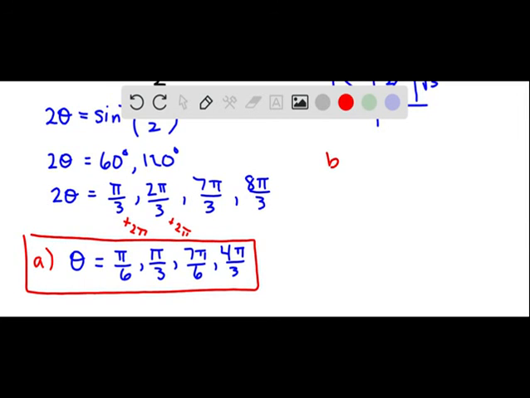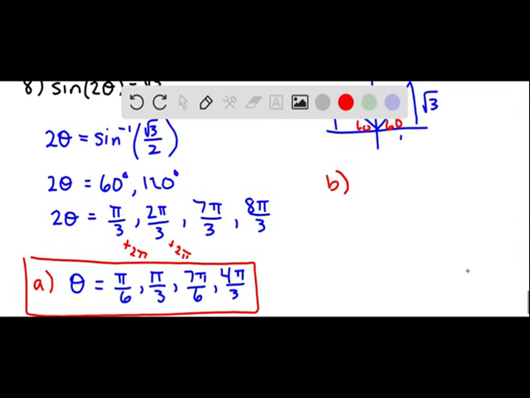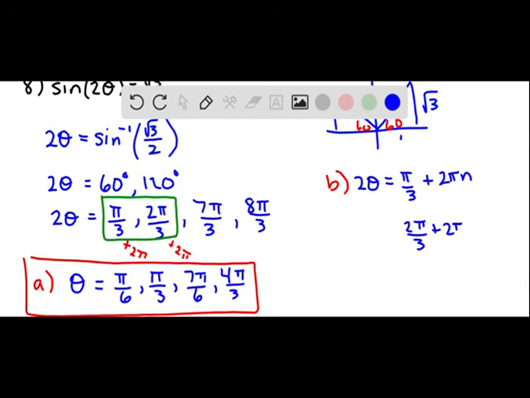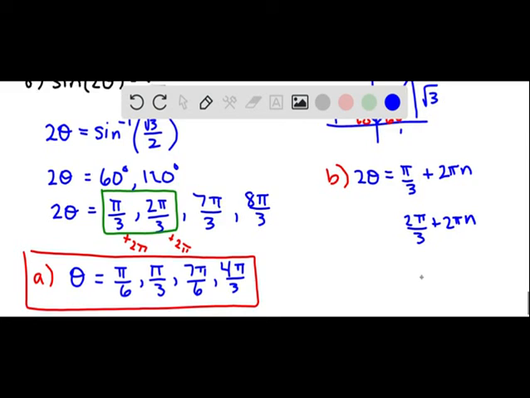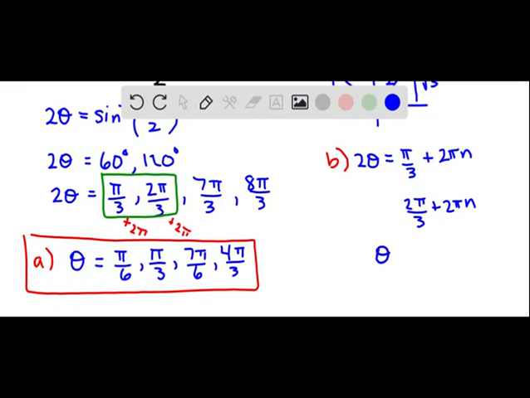And then for part B, just go back to where we had our single set of answers initially, where we had the 2 theta equals pi over 3 and 2 pi over 3. So we're going to write pi over 3 plus 2 pi n. And then we're going to write 2 pi over 3 plus 2 pi n. And then after that, we divide everything by 2. And we get pi over 6 plus pi n. And we get pi over 3 plus pi n. And those are the answers for B.